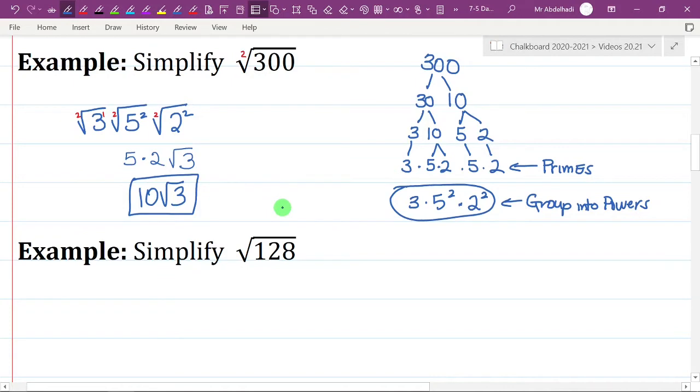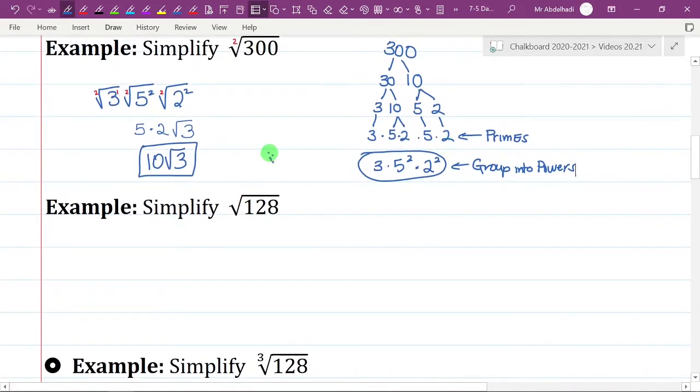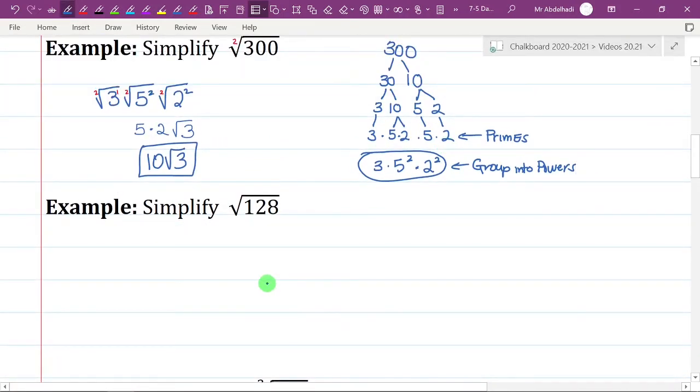Let's try 128. 128, when you square root it, is a decimal. Here's my advice to you. If you have access to a calculator, try to square root the number and see if it's a perfect square. If it's a perfect square, you're done because you get a whole number answer. Remember, you're not allowed to have any decimals. However, here, 128 is a decimal. So here's what we do. We make a factor tree.